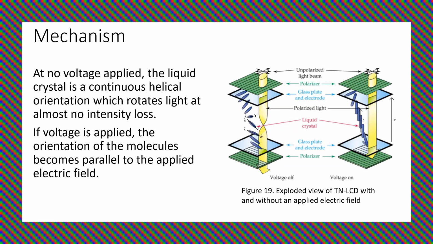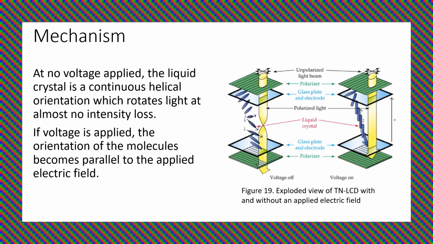On the right side is the exploded view of the TN-LCD. We can see here that if you do not apply any voltage, light passes through, as the light gets waveguided by the liquid crystal, making it rotate 90 degrees. And from the previous example, we do not lose a lot of intensity by doing this.